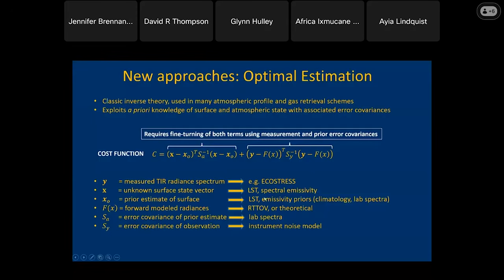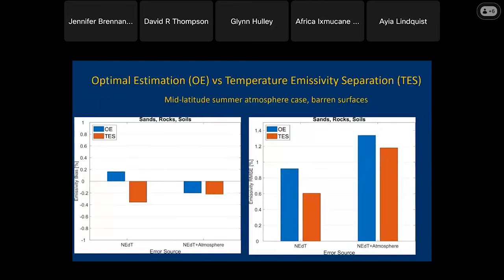So the unknown surface state here is the LST and emissivity. For the priors, we use a combination of climatology data and also lab spectra data. And then the error covariance matrix is computed from a set of lab spectra that I showed you earlier, which is from the ECOSTRESS spectral library. And then the error covariance is from the instrument noise model of your specific sensor. In this case, we use the ECOSTRESS noise model.